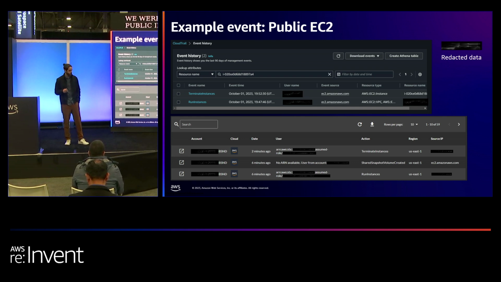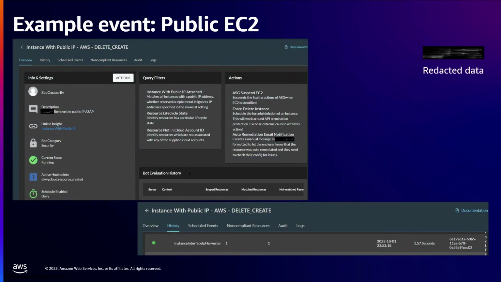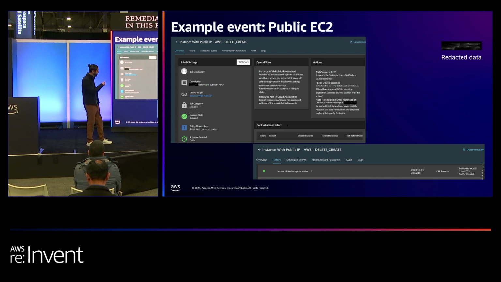Now, we don't just want to detect and respond to events. One of the things we have to do in security is try to educate people. We don't want them making the same mistakes over and over and over again, right? It's a vicious cycle. So in this particular case, this is a screen showing our automation of the particular tool. On the right-hand side, you can see we have query filters and actions, and part of the remediation we were doing in this example was a custom action that I wrote personally called auto remediation email notification.